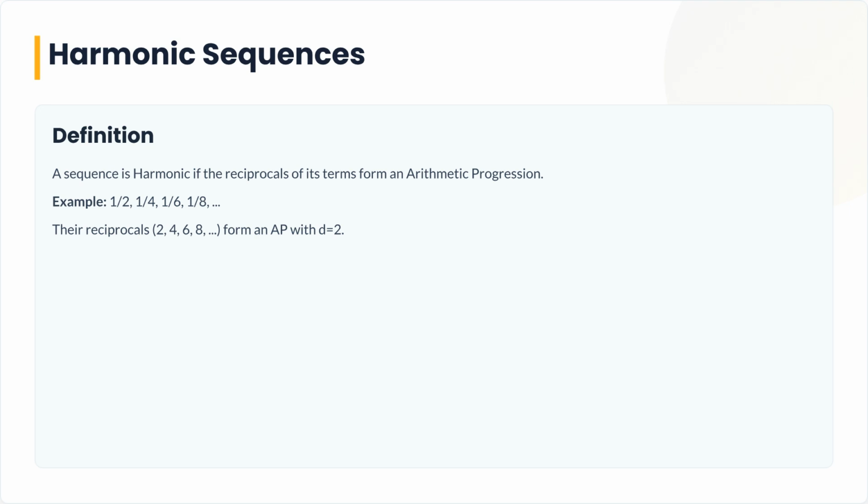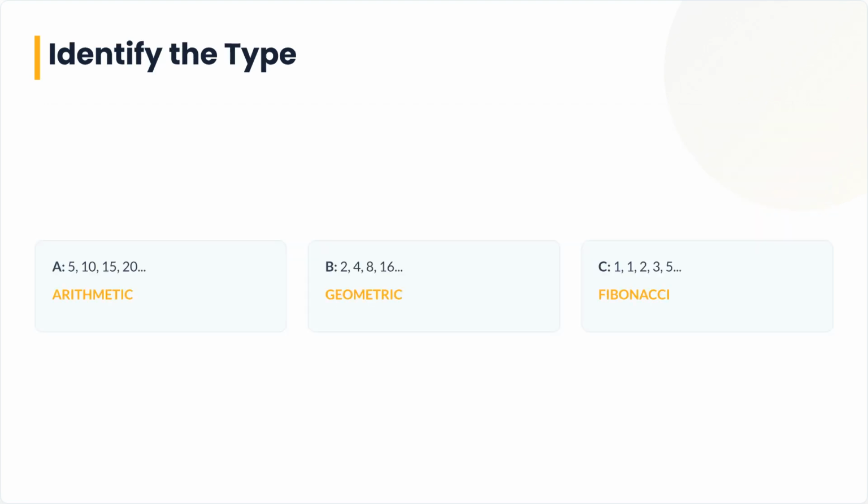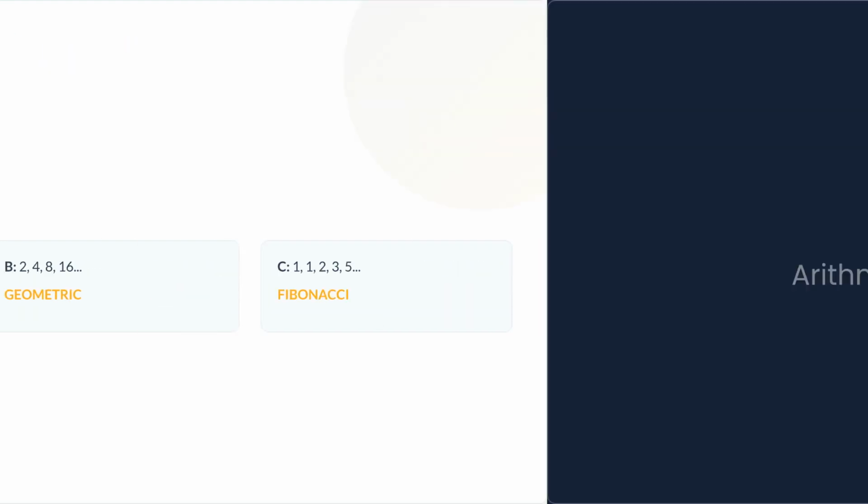A sequence is considered harmonic if the reciprocals of its terms form an arithmetic progression. For example, the reciprocals of 1/2, 1/4, and 1/6 form an AP with a common difference of 2. Can you identify these types? Sequence A is arithmetic, B is geometric, and C follows the Fibonacci pattern.